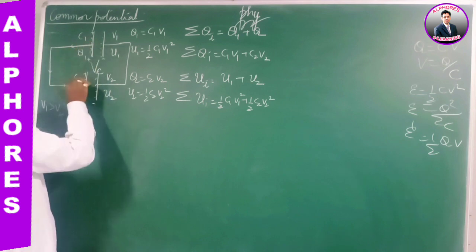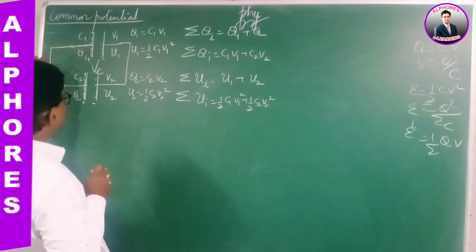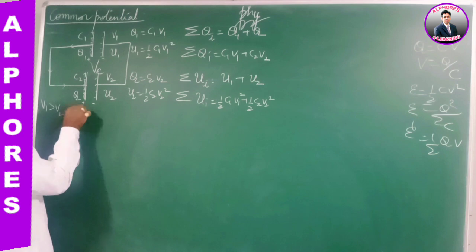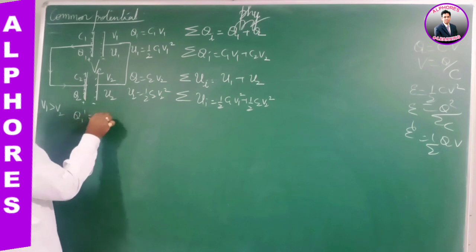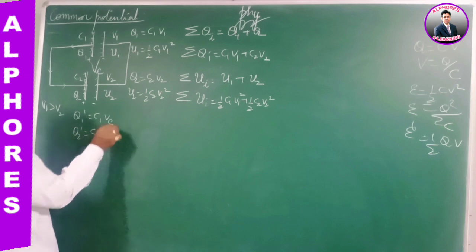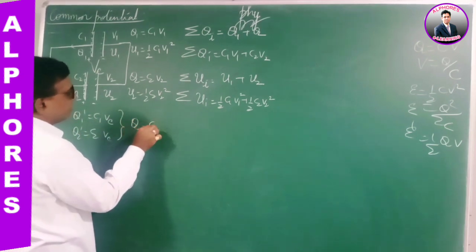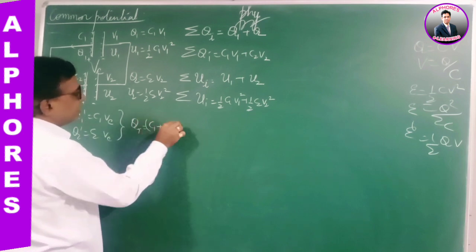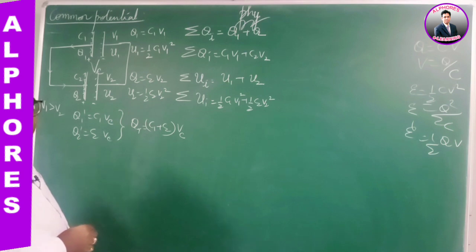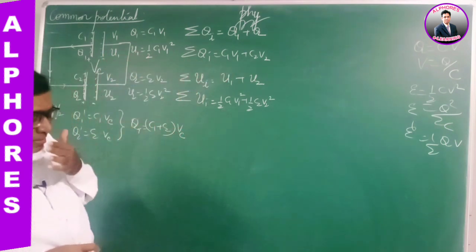When they attain a common potential, there is a new charge on each. The first one was at high potential, so it has lost some charge. It has sent some charge to the second one. So the new charge on the first one is C1 Vc, and the new charge on the second one is C2 Vc. So the total new charge is (C1 plus C2) times Vc. This was the total initial charge, and this is the total final charge.